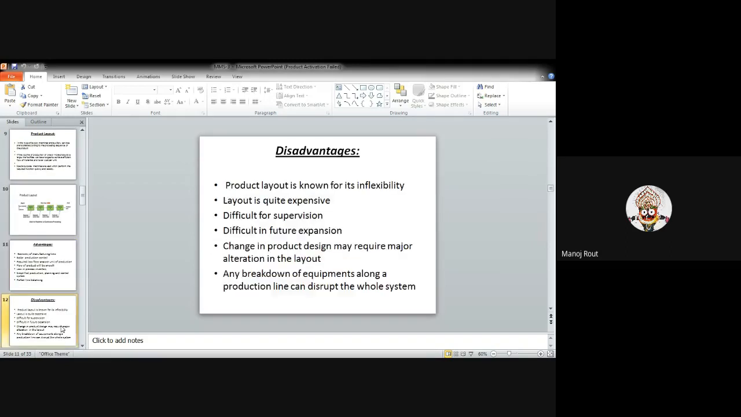Going to the disadvantages, the product layout is known for its inflexibility. The layout is quite expensive, difficult for supervision, and difficult in case of future expansions. A change in product design may require major alteration of the layout. Any breakdown of equipment along a production line can disturb the whole system. So these are the basic advantages and disadvantages of product layout.